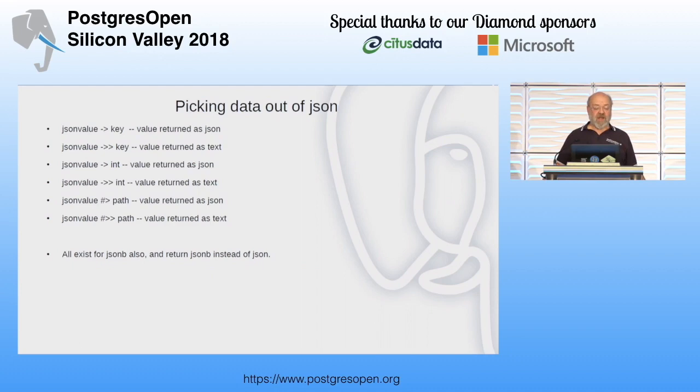If it only has one arrowhead, it's going to return JSON or JSONB as the value, which means, in particular, that you can then use that result for further processing. So it's quite common to see these operators chained using one arrowhead, one arrowhead, one arrowhead, and then two arrowheads at the end in order to get a deeply nested value out of the JSON.